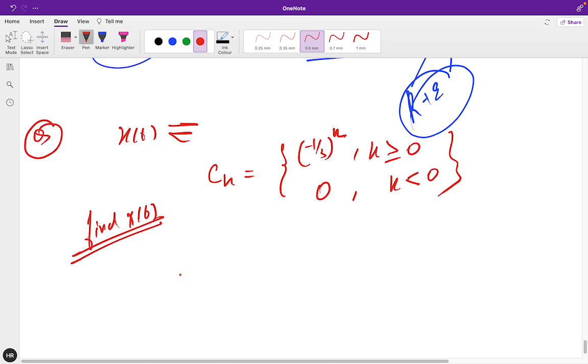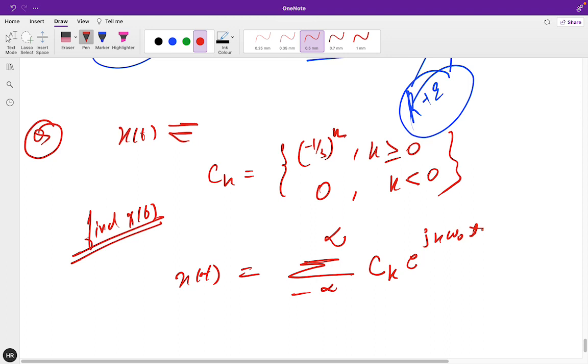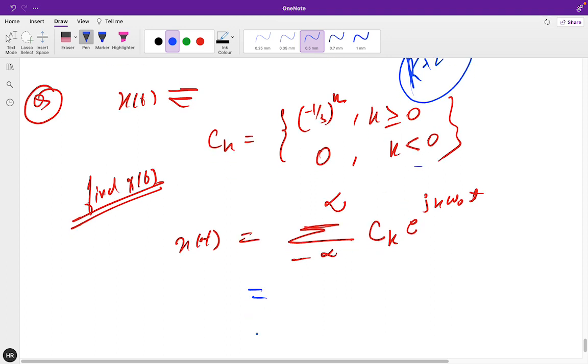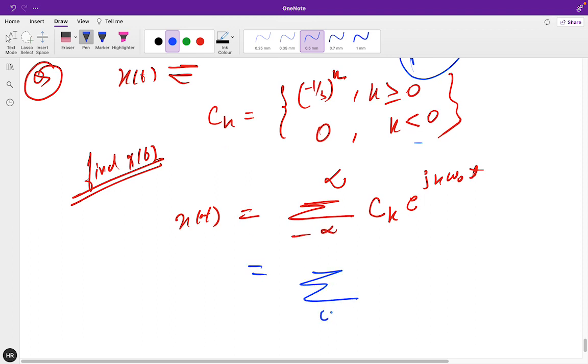So x of t in the form of Fourier series, how will we write it? Summation from minus infinity to infinity of ck e power j k omega naught t. Here c of n is not there, so we write it like that. Okay, this is the formula. Now what you will do, for k less than 0, the value is 0, so we further break down this summation to 0 to infinity.